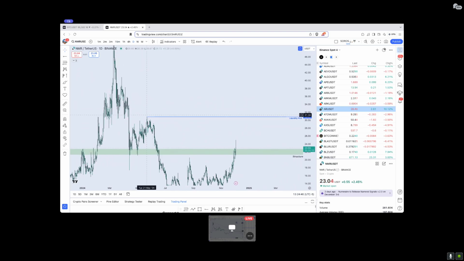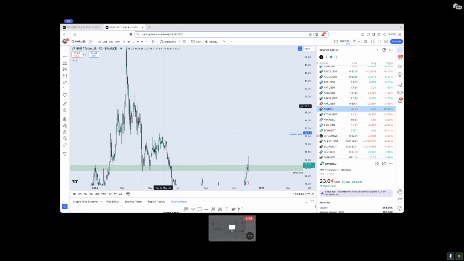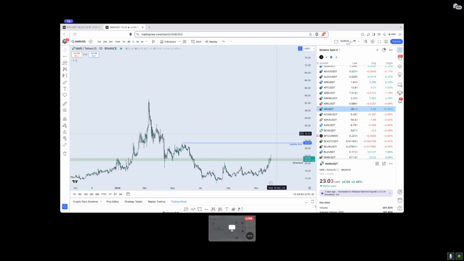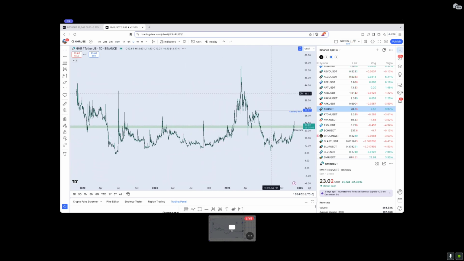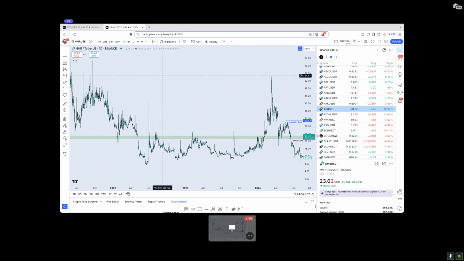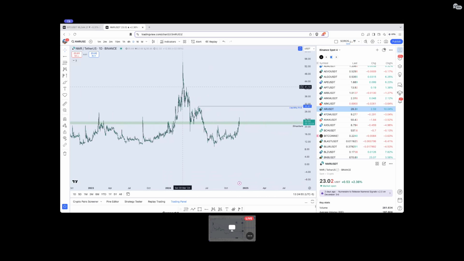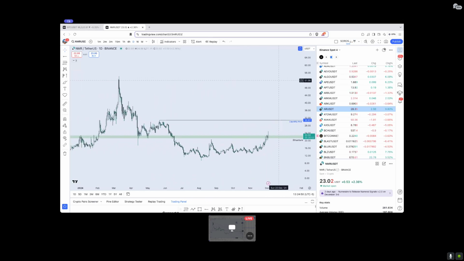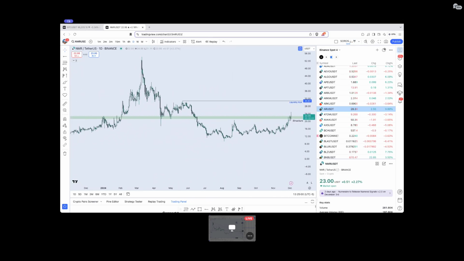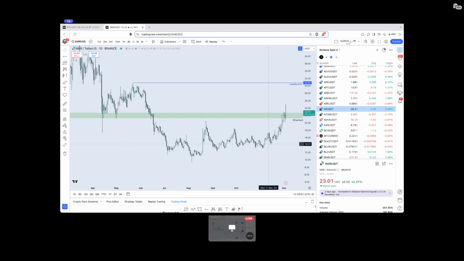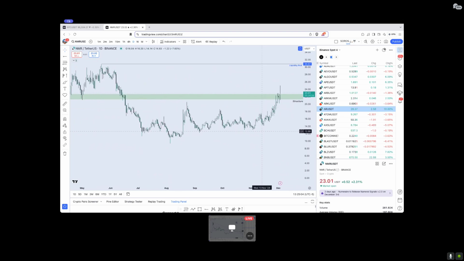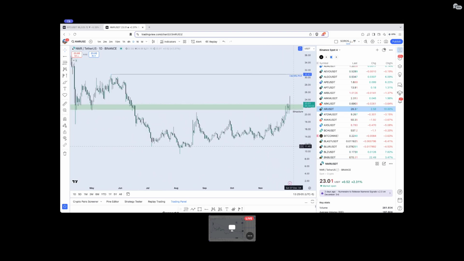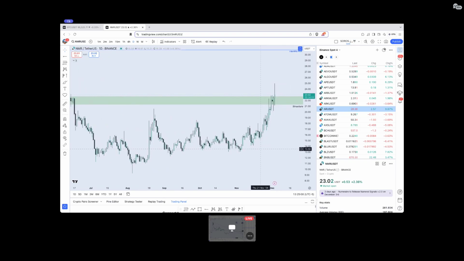So TP1 in this liquidity pool, TP2 here, and then runner. No SL, bruh. What is this you speak of, man? Full port no SL is the way. It's the way.